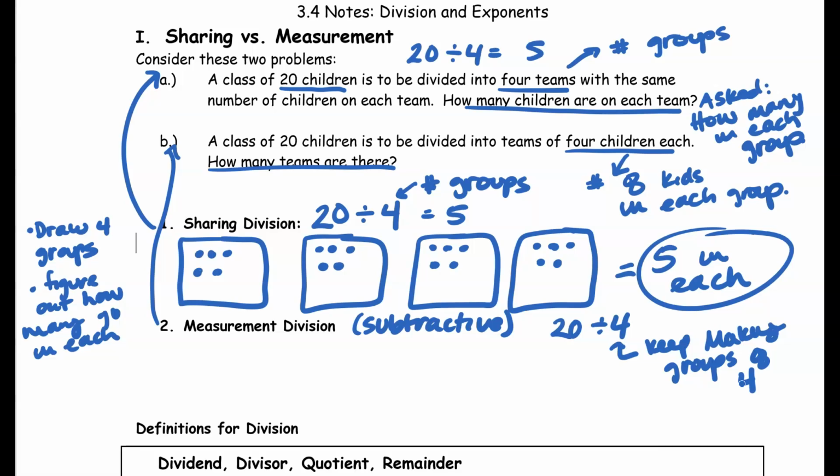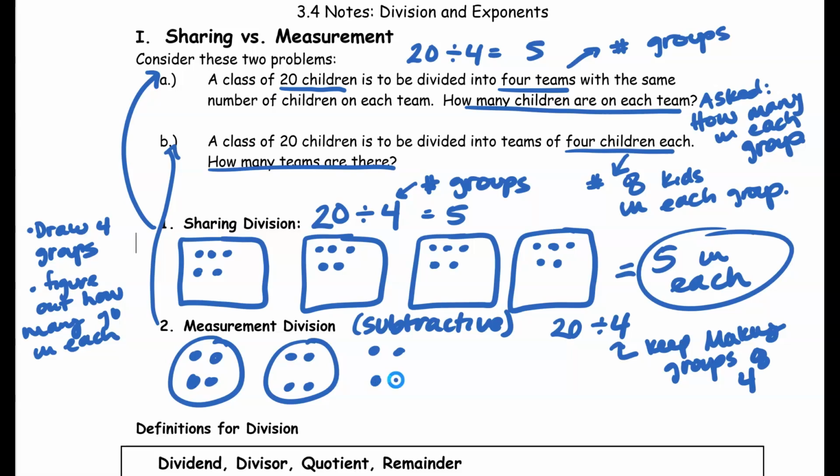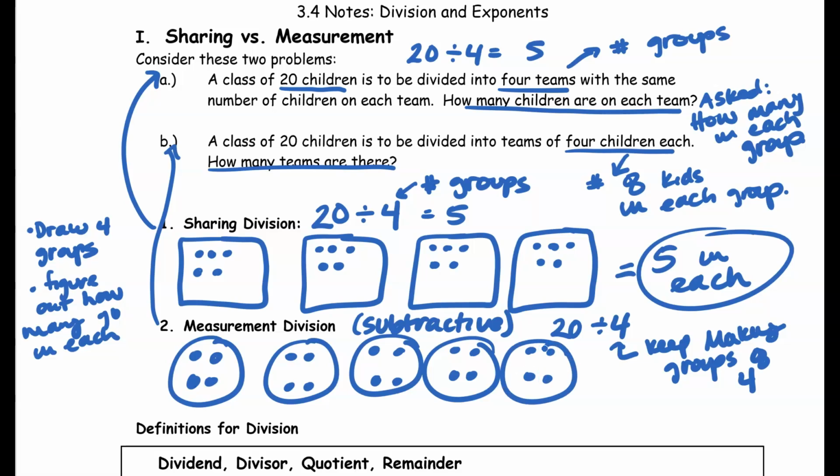So if you have 20 kids, you're going to say, okay, well, I'm going to make a group of 4 kids. There's one group. I'm going to make another group of 4 kids. There's another one. So 1, 2, 3, 4, 5, 6, 7, 8. So now we got 9, 10, 11, 12, 13, 14, 15, 16, 17, 18, 19, 20, and then I'm out of kids. So in this case, there's 5 groups. And so that represents an answer of 5.